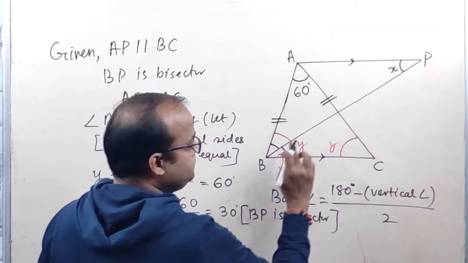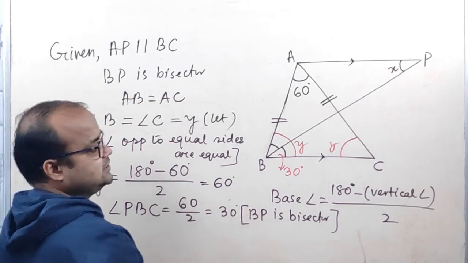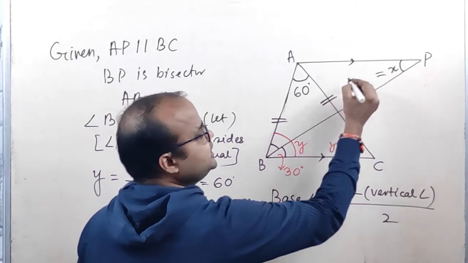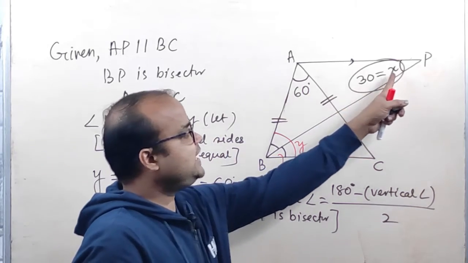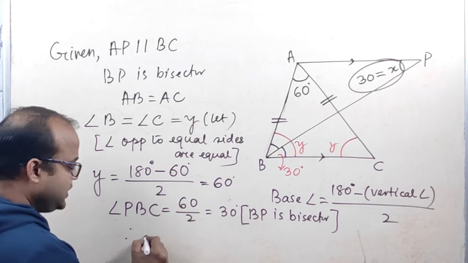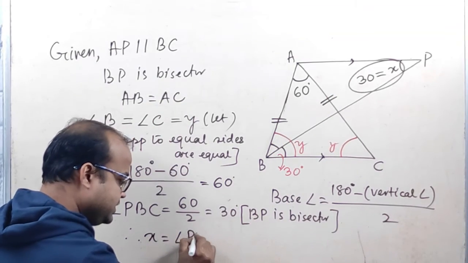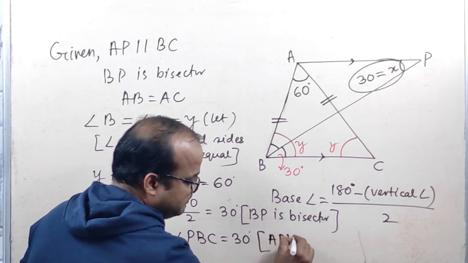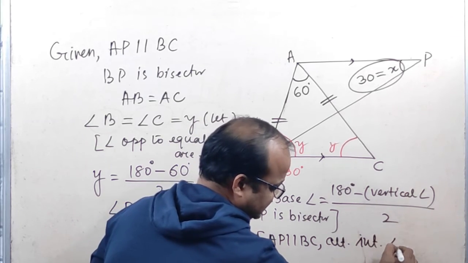Now since AP and BC are parallel lines and BP is a transversal, X and 30 degrees are alternate interior angles, and alternate interior angles are equal. Therefore X equals 30 degrees. Therefore X equals angle PBC equals 30 degrees, because AP is parallel to BC and they are alternate interior angles.